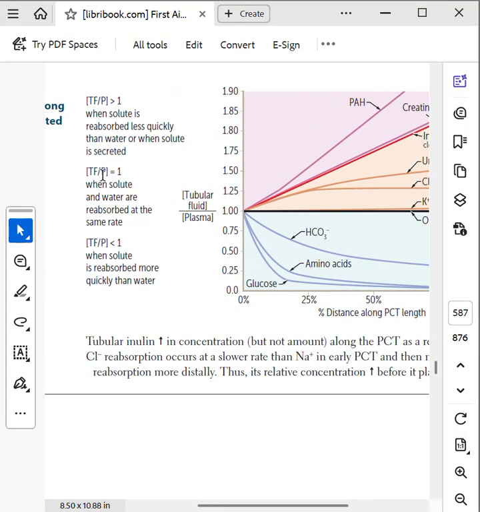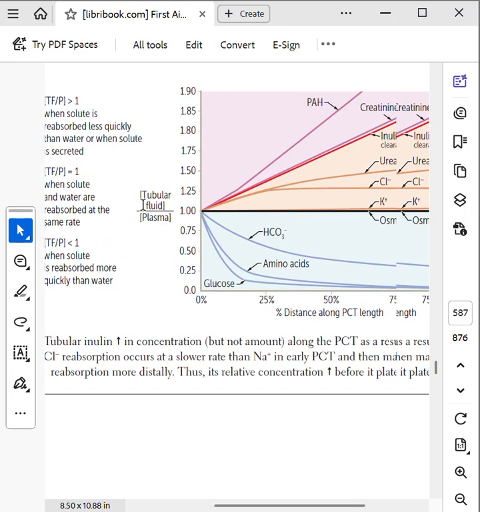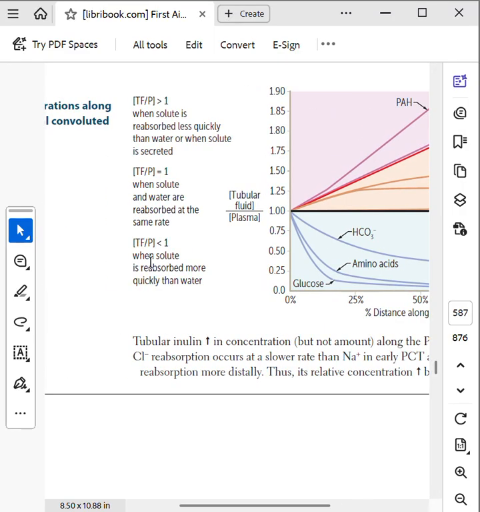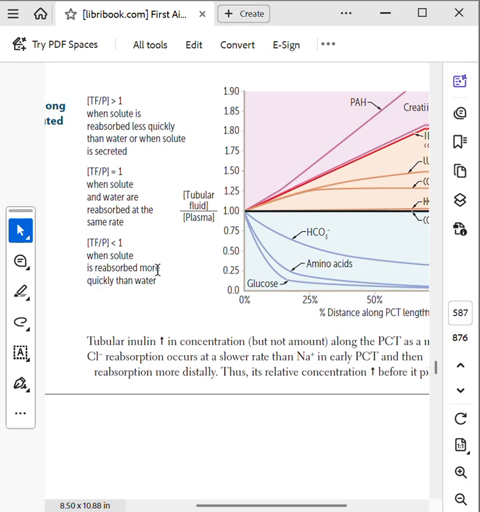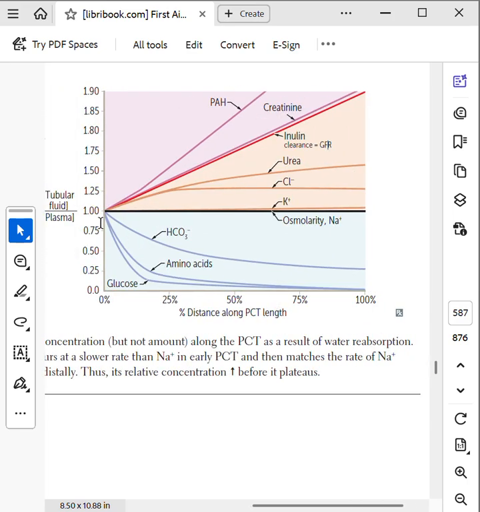And tubular fluid/plasma concentration is 1 when solute and water are reabsorbed at the same rate. What's that? That's sodium. And when the tubular fluid/plasma is less than 1, that's when solute is reabsorbed more quickly than water. So what is absorbed more quickly? Glucose is the quickest reabsorbed substance. It's 100% reabsorbed in the proximal convoluted tubule. It only stops and spills in the urine when the transport maximum of 375 milligrams is reached. Then that's when you get glucosuria and diabetes mellitus, right? Then the quickest thing to be reabsorbed is glucose, then we get amino acids, and then we get hydrogen carbonate, right?